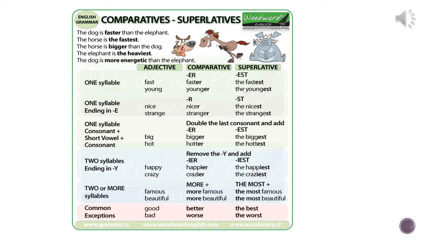Also, when the adjective is long, two or more syllables, like famous or beautiful, we add more before the adjective or the adverb. For example, more famous, more beautiful. And for superlatives, we add the most before the adjective or the adverb. For example, the most famous, the most beautiful. There are a few adjectives that don't follow these rules. So we have some exceptions like good or bad. For good, in comparative we use better, and for superlative we use the best. For bad, we use the comparative worse, and the superlative the worst.